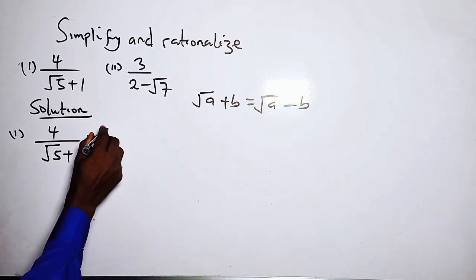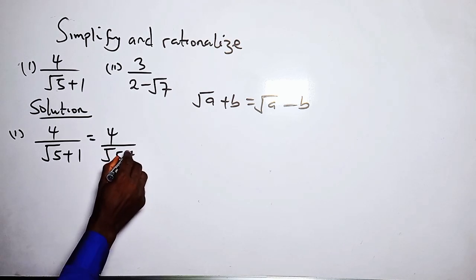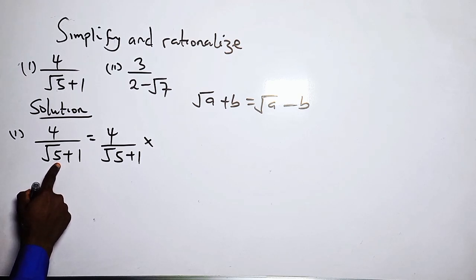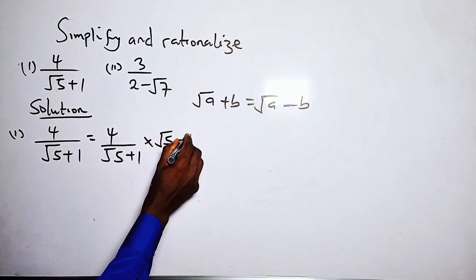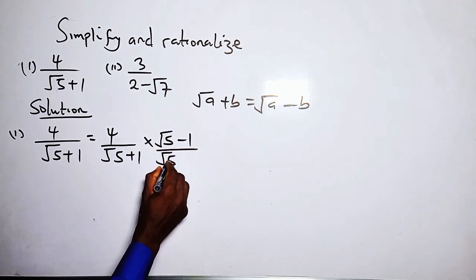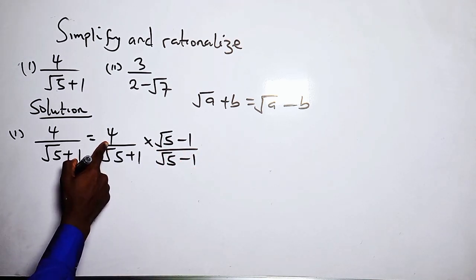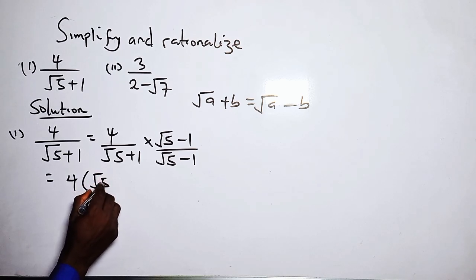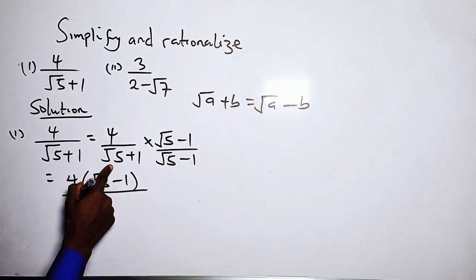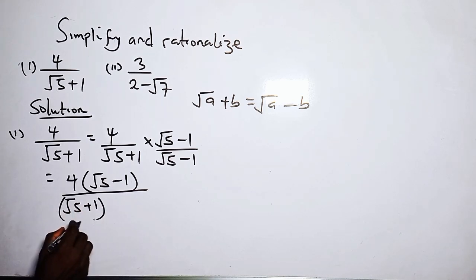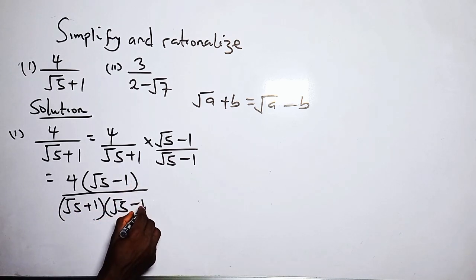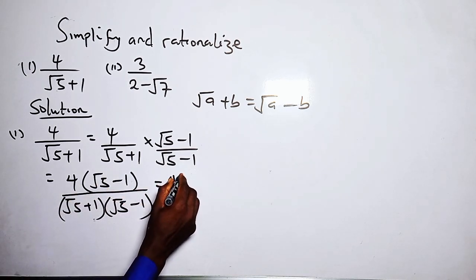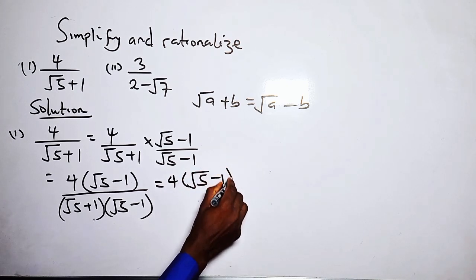So let's rationalize. We have 4 over root 5 plus 1, times the conjugate of this, which is root 5 minus 1 over root 5 minus 1. We multiply this with this, and this with this. So for the numerator, we have 4 times root 5 minus 1, divided by root 5 plus 1 multiplying root 5 minus 1. For 4 multiplying this, we have 4 root 5 minus 4.